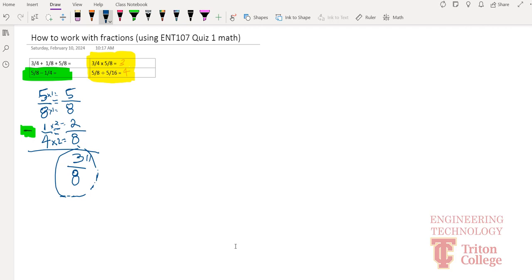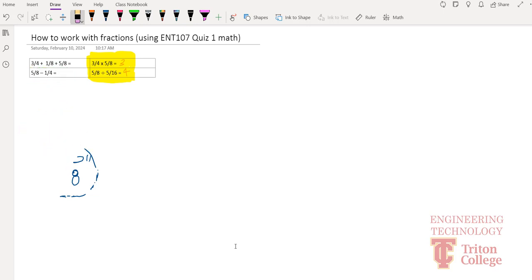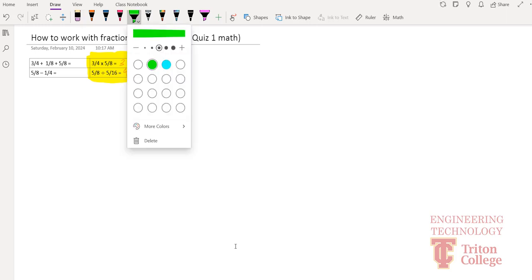And that is your addition and subtraction, okay? It doesn't matter what the denominators are. You'll always find it's not always going to be a 4 and an 8. It could be a 1/16 of an inch, whatever it is. So just remember that. Now, the other side, multiplication and division.